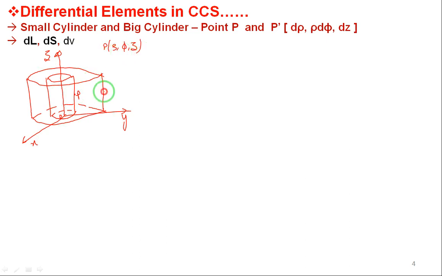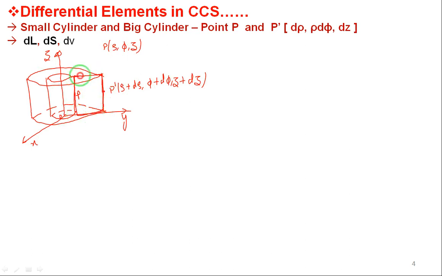Let me consider one more point a little bit far away from point P. Let me call it P dash, whose coordinates are rho plus d rho, phi plus d phi, z plus dz. Right, points P and P dash are separated by a very small distance. And the volume that is formed in between point P and P dash, we will try to picture here. This is the volume that is formed.